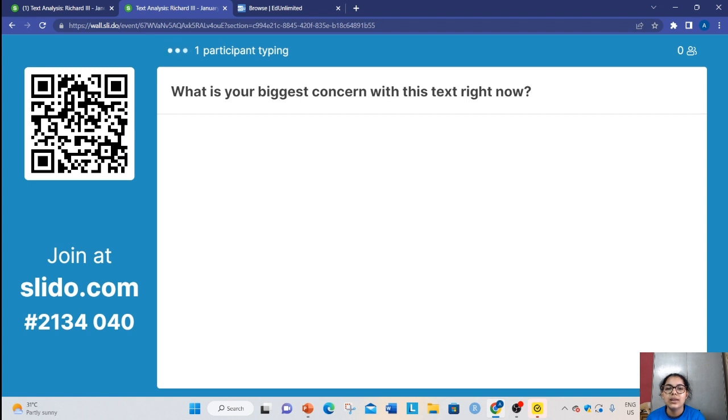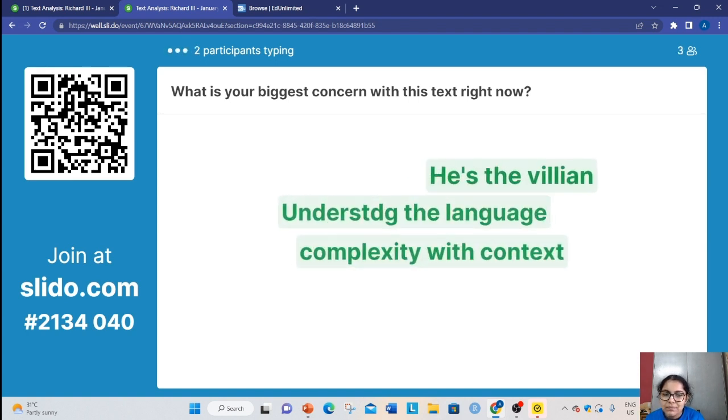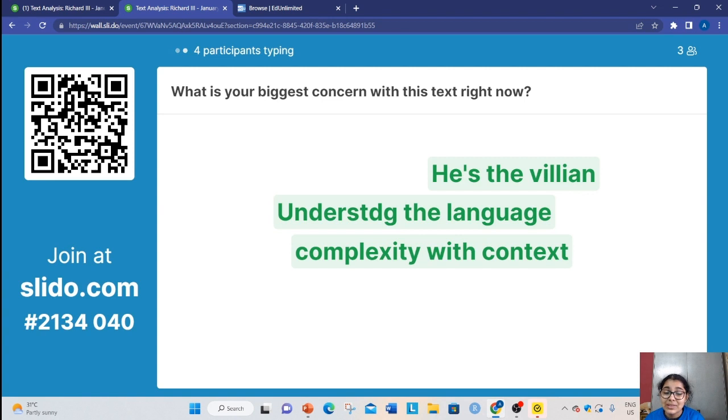Personally, for me, it was always remembering the characters and knowing who's there, what's happening. That can always be a bit to wrap your head around. But once you do, the language definitely becomes a bit of a barrier. But you get to the gist of it the more you read. Yeah, he's the villain. Okay, so I assume you find that interesting that he's the villain. Understanding the language, complexity with context. Yep, there's a lot of contextual stuff going on.